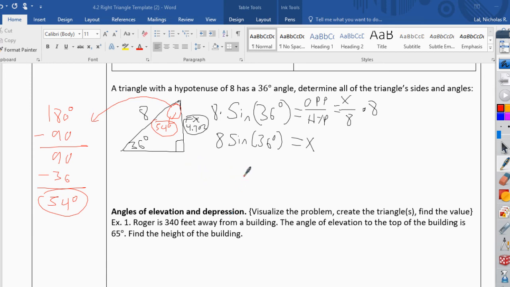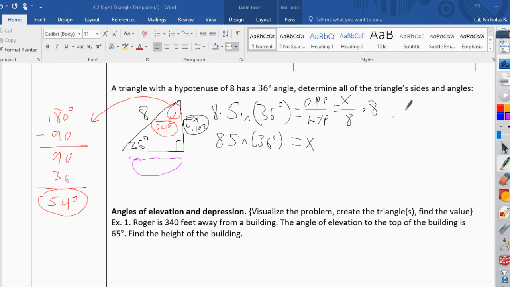How could we find our last side length? How can we find this side length right here? If you had to find this side length and this was a test, what would you do? There are two ways to do it. You could find the cosine of 36, or you could use the Pythagorean theorem.